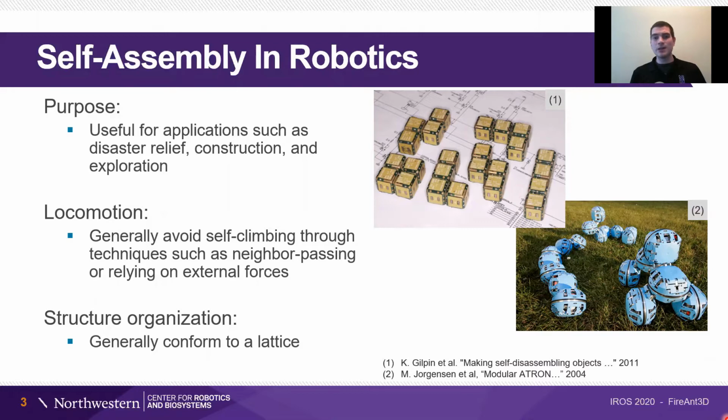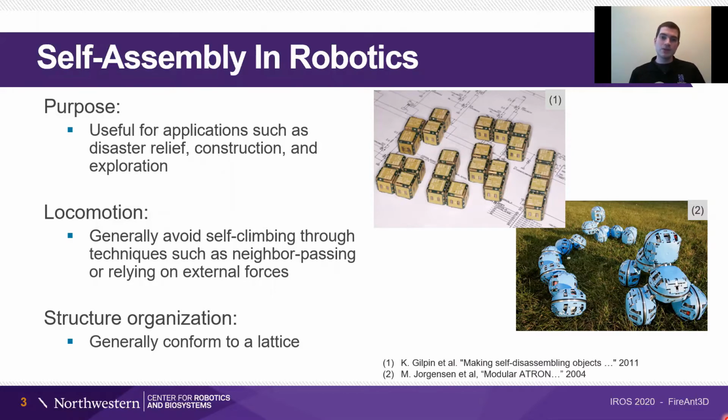The way that the robots build these structures tends to differ from the methods used by insects, however. Robots tend to avoid self-climbing by using techniques such as relying on external forces, basically you shake them up and they come into contact, and using neighbors to pass them around the structure. The downside to these approaches is that they give up the ability for the individual agents to make their own decisions on how to build the structure. This means that if there's a malfunctioning agent, the structure may not be able to complete.